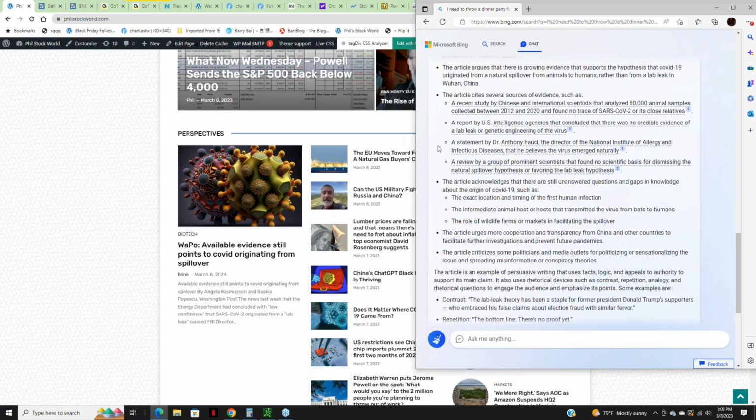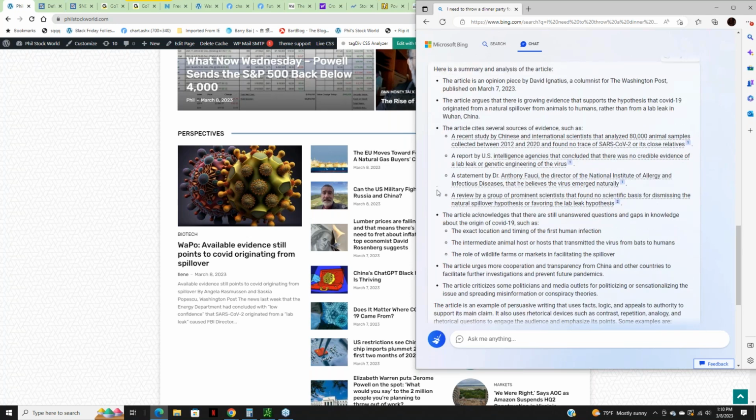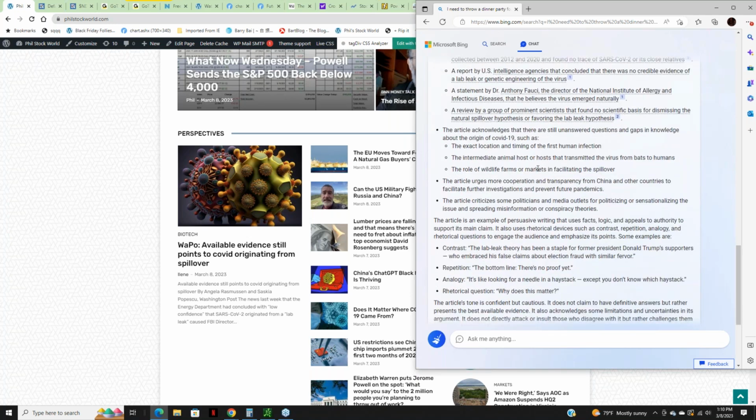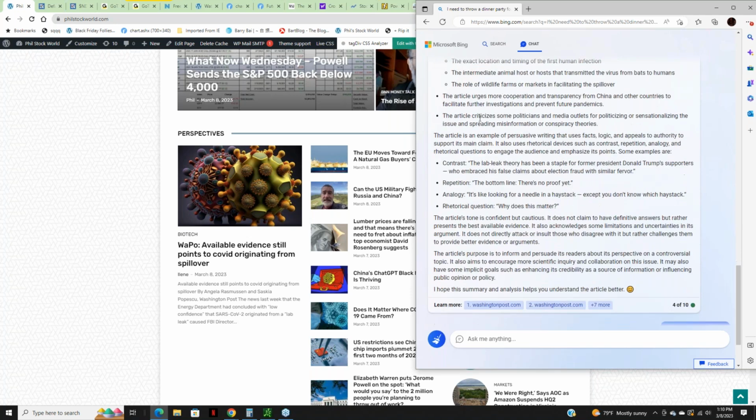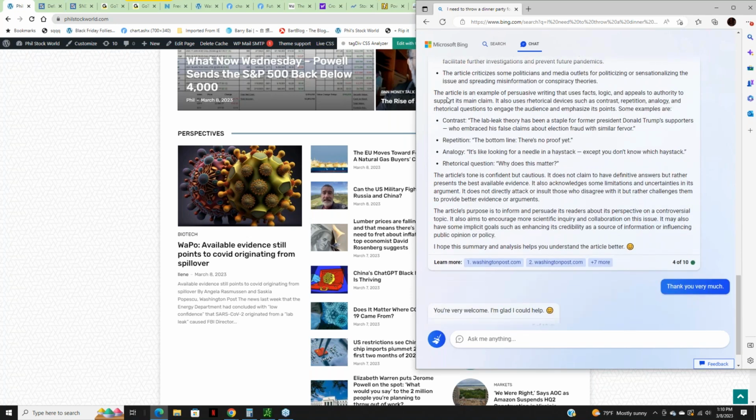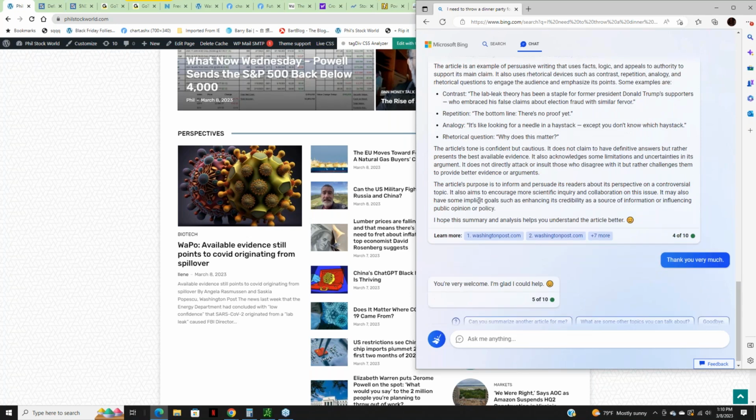But what's cool about Bing also though, is when it's analyzing something, it tells you, I like this read. The article acknowledges the timing of the first human infection. Then it says, the article is an example of persuasive writing that uses facts, logic, and appeals to authority to support its main claim. It uses rhetorical devices such as contrast, repetition, analogy, rhetorical questions to engage the audience and emphasize its points. I love the way it does that.